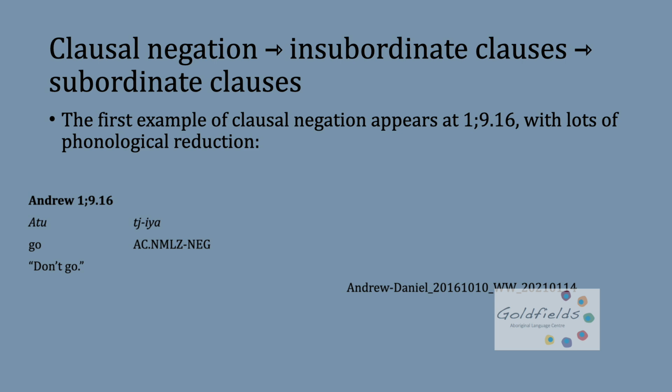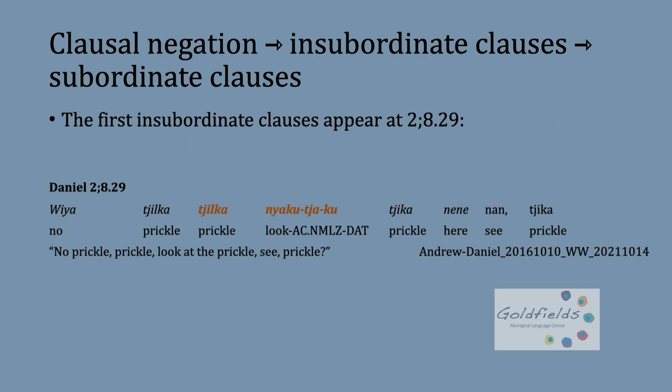Andrew here has reduced the nominaliser to just a little affricate, and then the negator weir is almost affixed onto the nominaliser with the first sound elided. And that sort of phonological reduction is pretty typical of child speech. The first insubordinate clause appears at 2 years, 8 months.